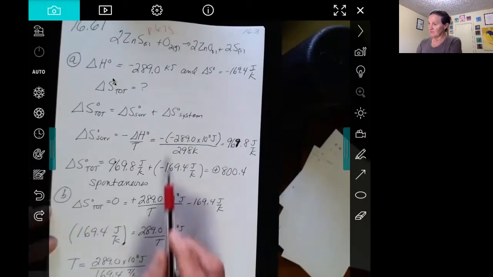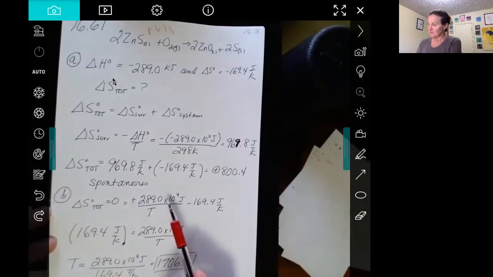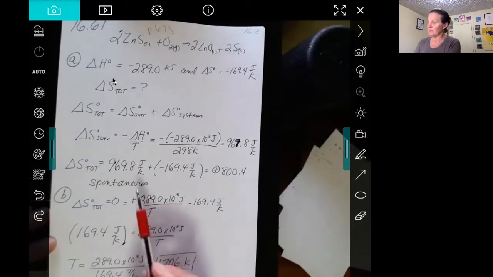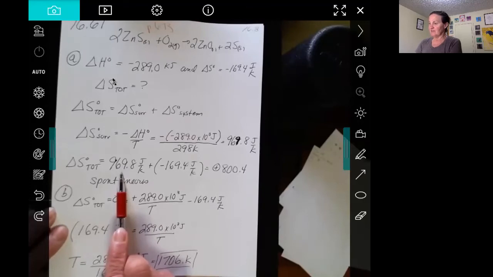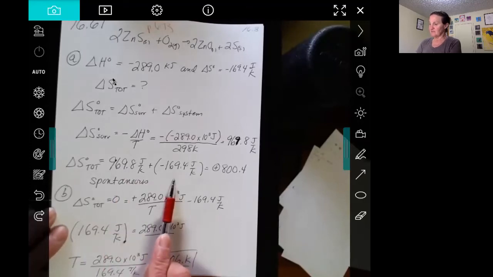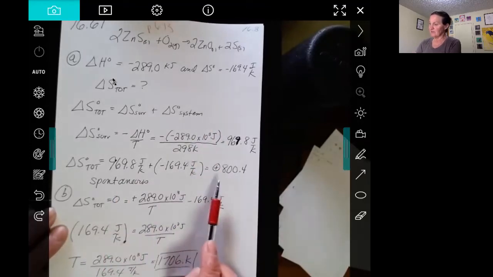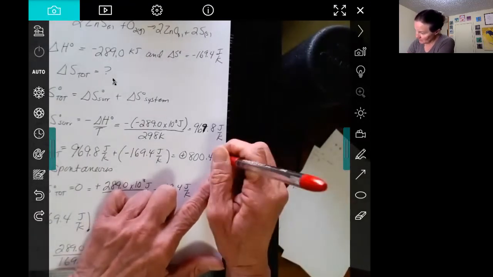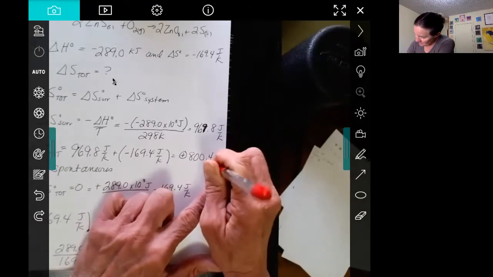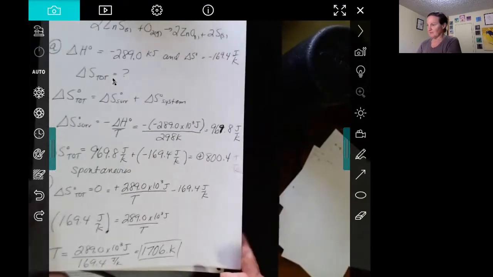Then for the system, it gave us the number. Where did I multiply it? Oh, I didn't have to multiply. I was thinking of delta G. Now I have the delta S of the surroundings plus the delta S of the system, which is negative, and it ends up being positive 800.4, and it still has units of joules per K.